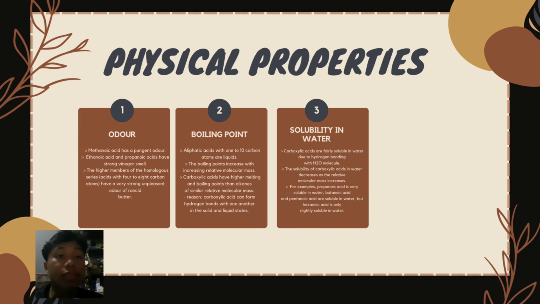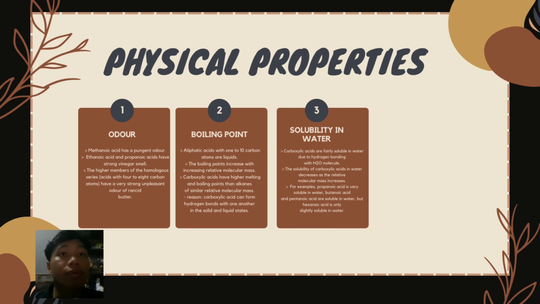There are a few physical properties to determine carboxylic acid. First, odor. Methanoic acid has a pungent odor. Ethanoic acid and propanoic acid have a strong vinegar smell. Lastly, the higher members of the homologous series, acids with 4 to 8 carbon atoms, have a very strong unpleasant odor of rancid butter. Second, we have boiling point.